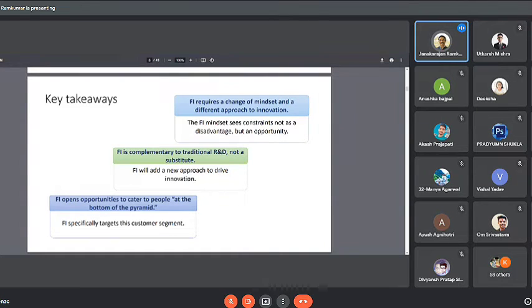Frugal innovation opens opportunity to cater to people at the bottom of the pyramid. When we draw a triangle, at the bottom of the triangle the base is very big. The height is less, but the base is very big. So when the base is very big, you have a lot of people in the base. So frugal innovation is always trying to hit the bottom of the pyramid and never the top of the pyramid. India is a country where you have a lot of people in the base.